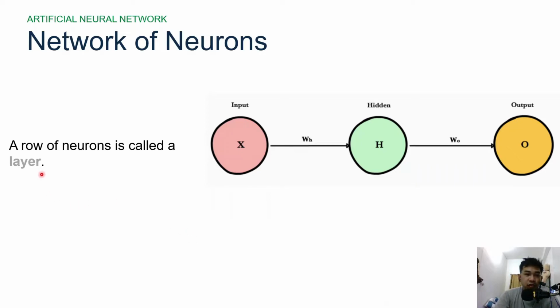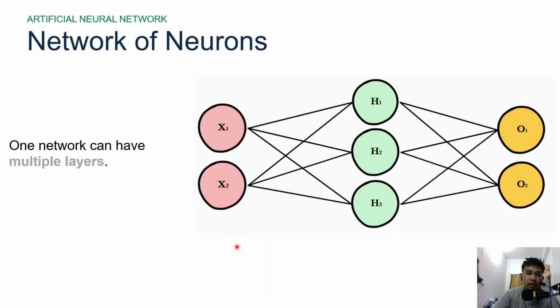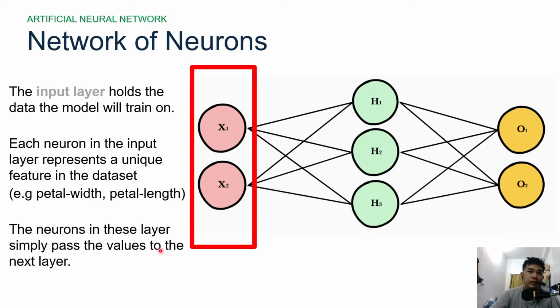Okay, so a row of neurons is what we call a layer. For example, input, hidden, and output. And then any of the networks mentioned could have multiple layers: input, hidden, and output neurons. And then this input layer holds the data the model will train on, and each neuron in the input layer represents a unique feature in the data set.